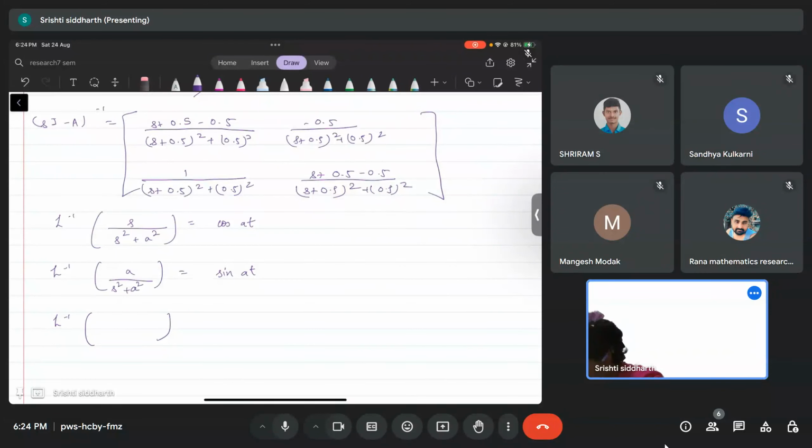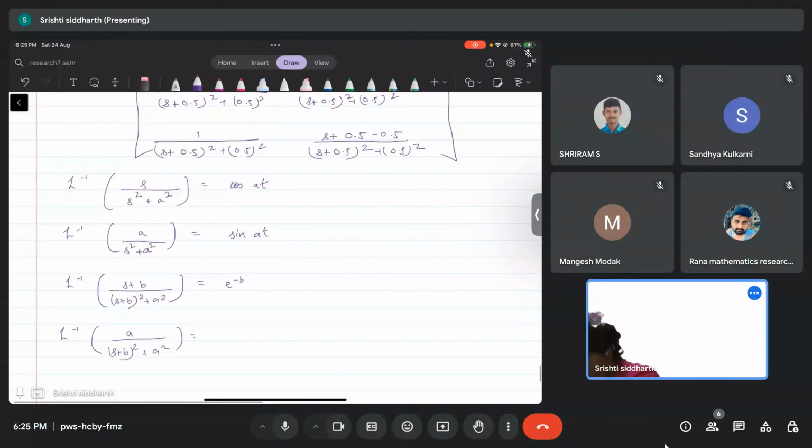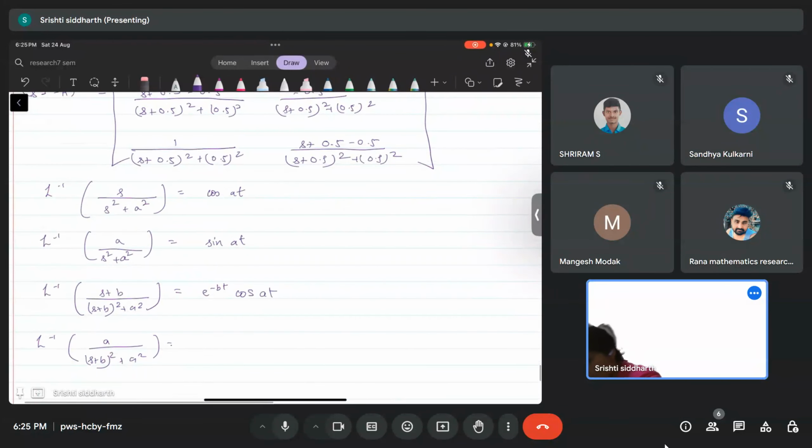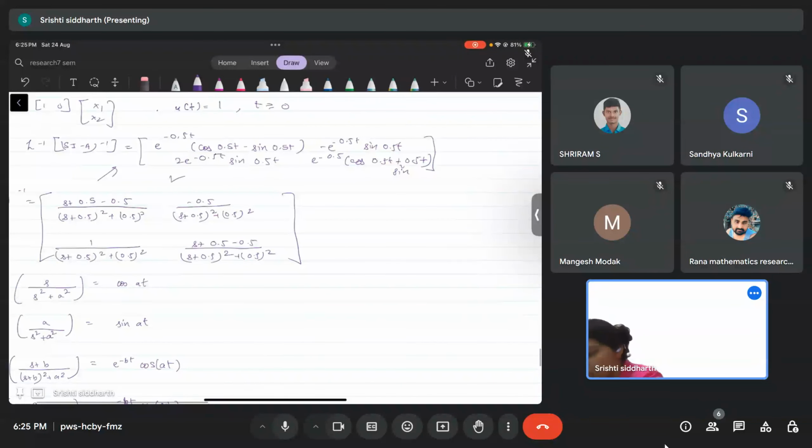Okay. So if it is shifted by some, let's say, some b, and then we also have a upon (s plus b) squared plus a squared. So this shift becomes e to the power minus bt cosine of at as before, and then again it's e to the power minus b times t sine of at. So by using these properties, you can see that this is the Laplace inverse.